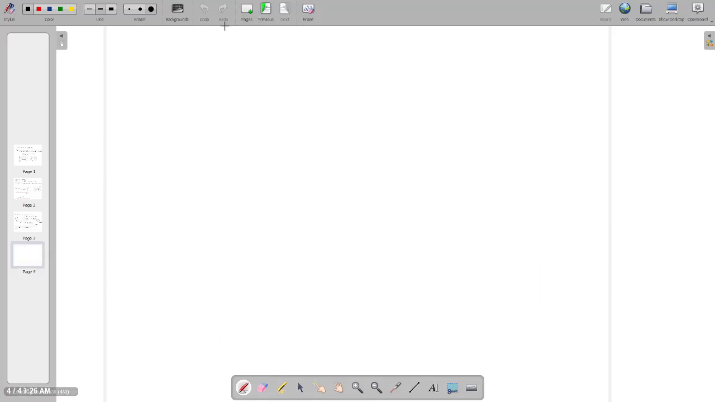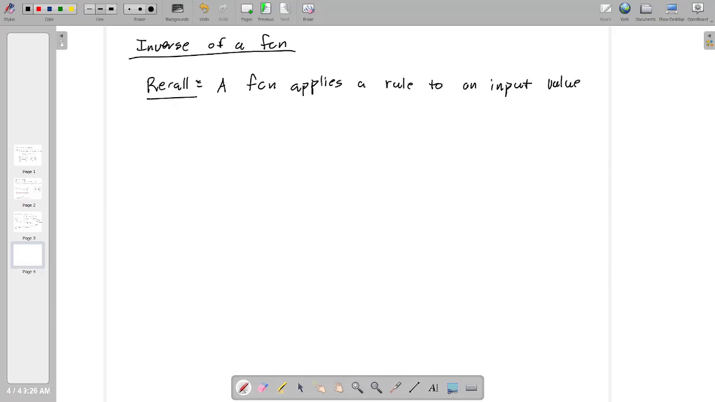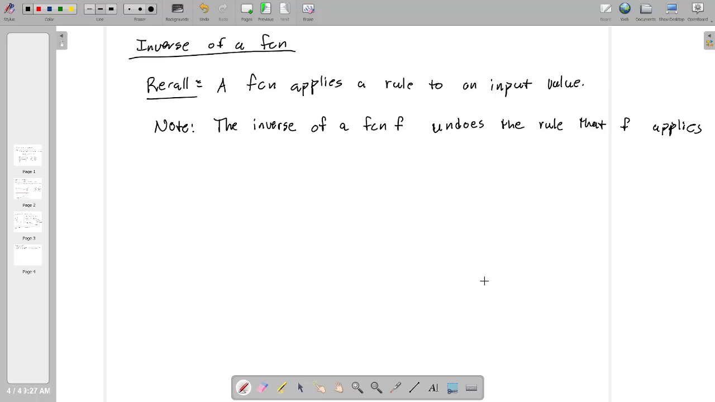The next thing that I want to talk about is inverse of a function. Recall, a function applies a rule to an input value. Note, the inverse of a function f undoes the rule that f applies. When introducing functions earlier, we talked about a couple of functions, one being like a printer. A printer would receive a digital copy of a document and then it would print it out. It physically prints on a page what the digital copy showed.